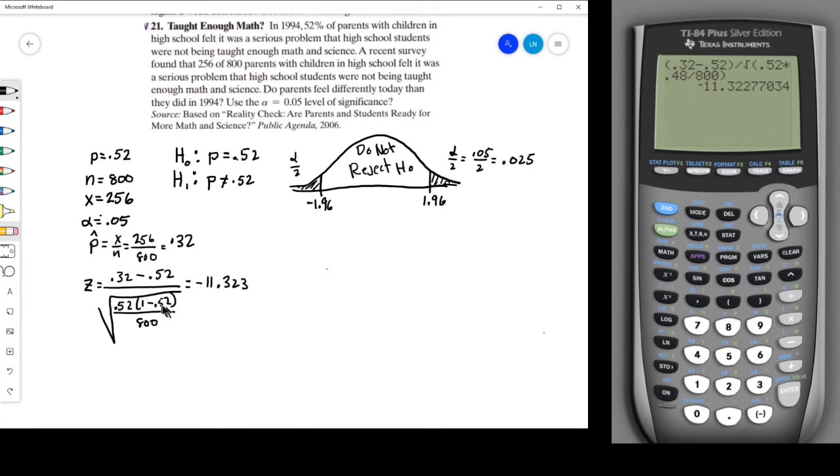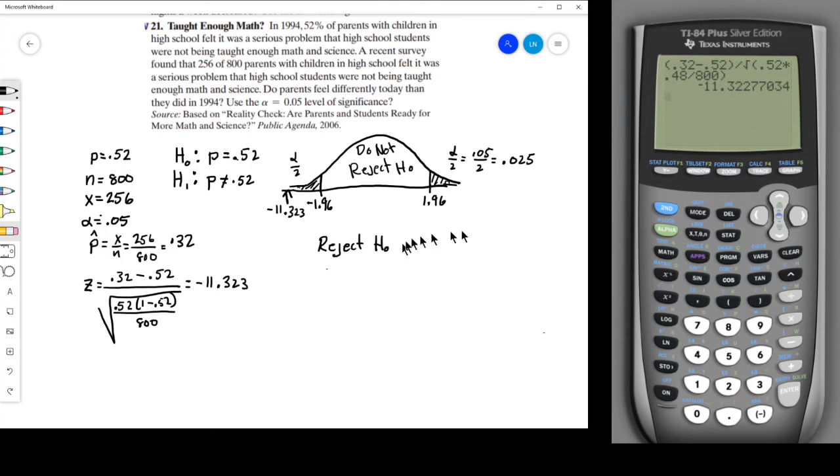So where does my z-value fall? Well, I think my z-value falls kind of off the board here, but I will not worry about scale and say it falls on this side, negative 11.323. What this means is, first of all, I did not fall in the do not reject region. I fell in the critical region. That means I get to reject H0.